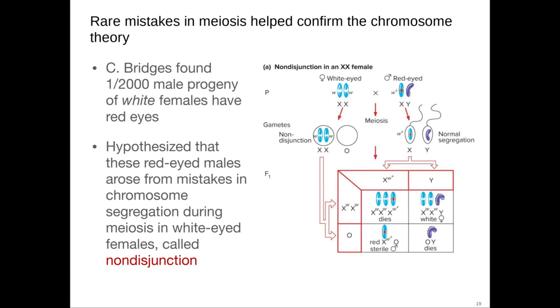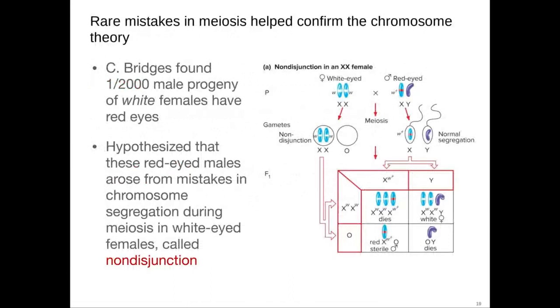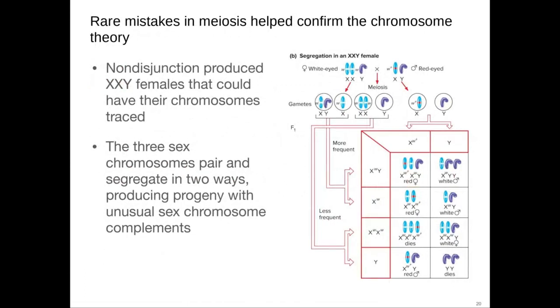Now, Bridges hypothesized that these red eye males arose from mistakes in chromosome segregation during meiosis in white eye females, and he termed these non-disjunction. So we already talked about non-disjunction last class, but the term dates back to observations seen in Drosophila embryos. So a pretty cool little tidbit of history in terms of how non-disjunction was coined, how it was first observed. But again, an important way to essentially confirm chromosomes, right? When we're thinking about this, we didn't quite have all the evidence. Adding more on top of it, we can start to confirm chromosomal theory.